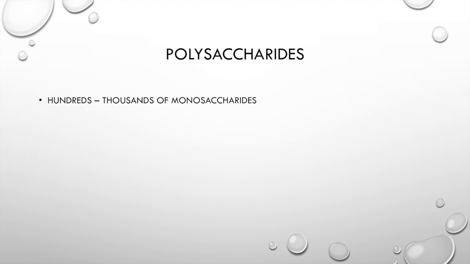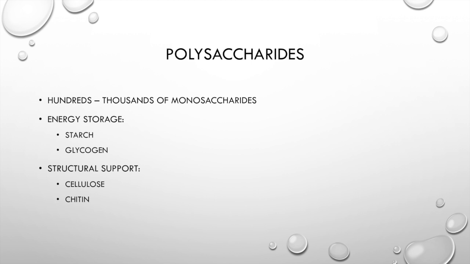So polysaccharides are going to contain hundreds and thousands of monosaccharides combined together, right? They're complex carbohydrates that are composed of hundreds of thousands of monosaccharides that are linked together. And they can serve many functions. Energy storage is one of their main functions, and that can be in the form of starch or glycogen. And we're going to look at each of these in depth. And it could also be structural support, like cellulose and chitin.